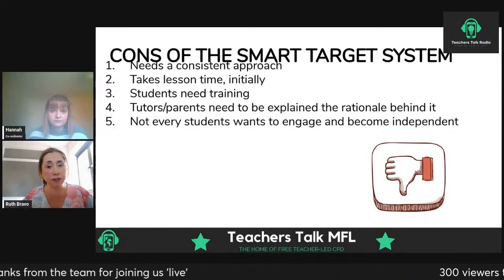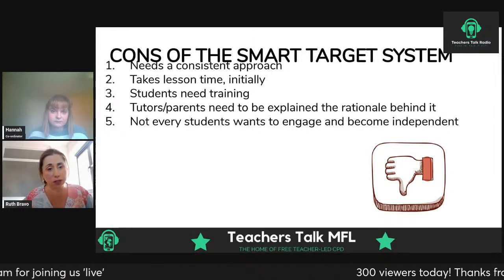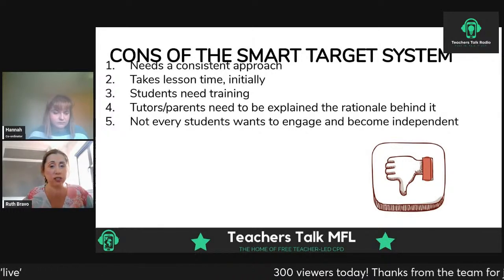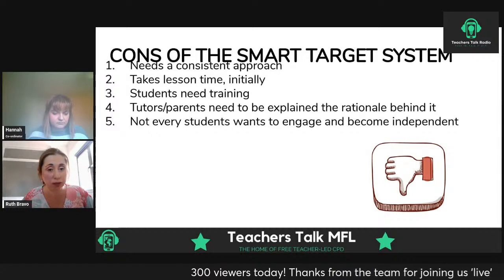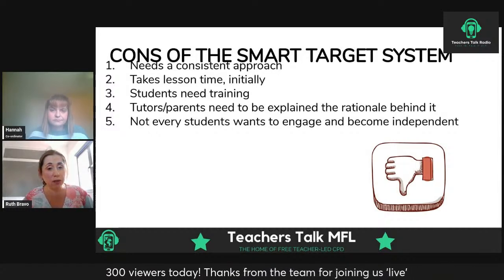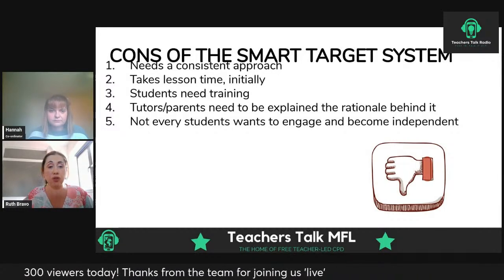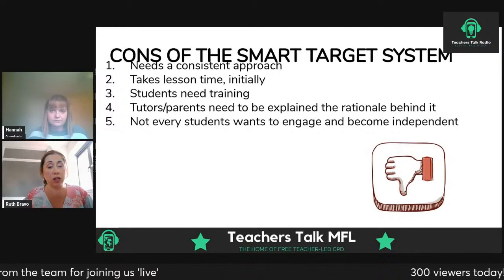It is not a perfect system, and I'm going to run you through the cons and the pros. So it does need a consistent approach. It needs the whole department to really buy into this. It does take some lesson time initially. The students do need the training. The tutors and the parents need to be explained the rationale behind it.